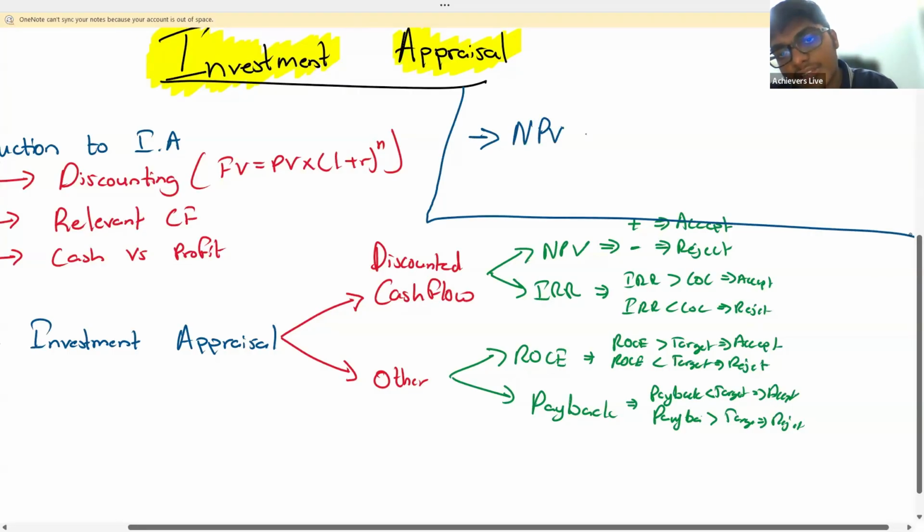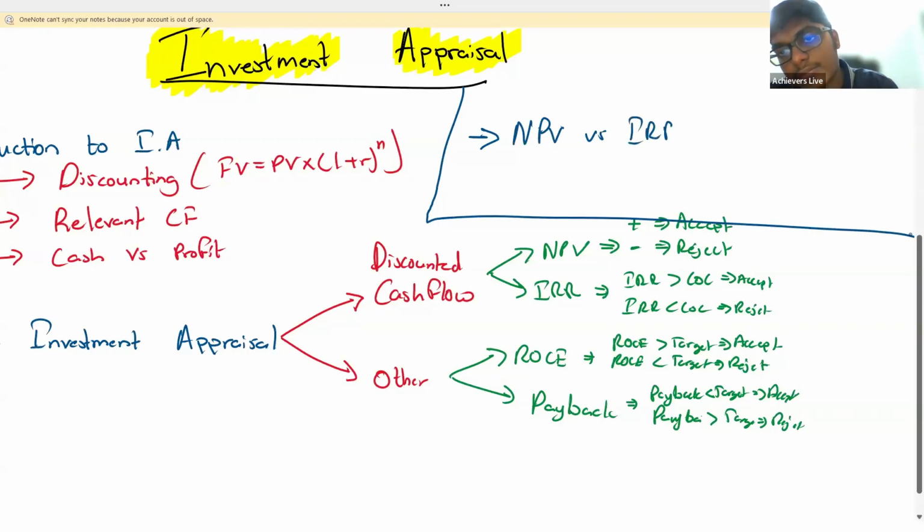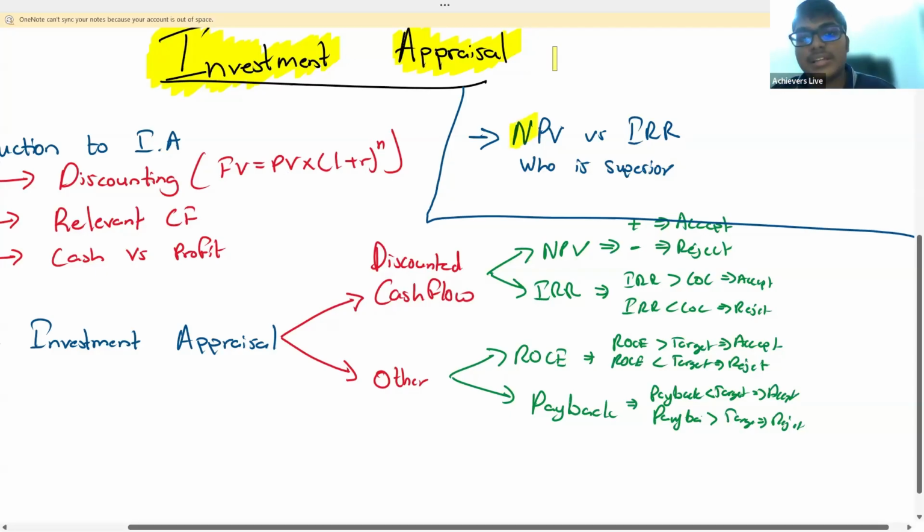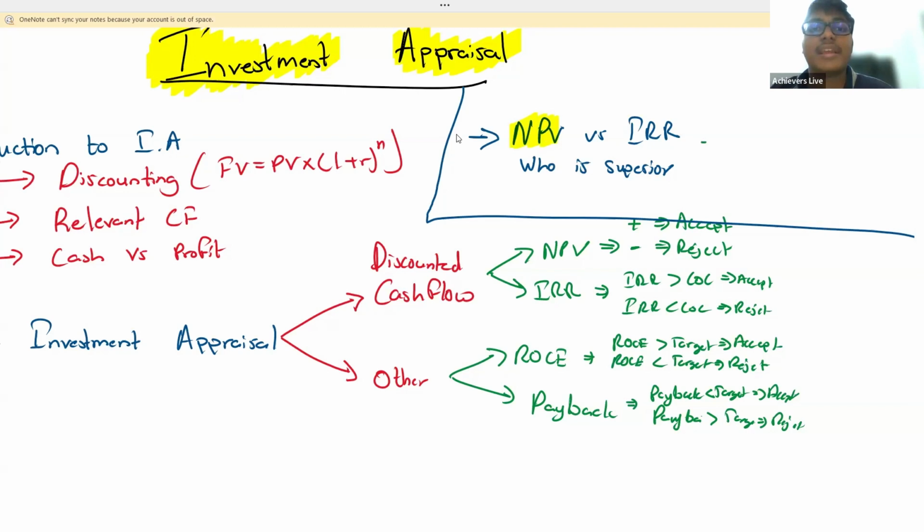NPV versus IRR. Who is superior? Which is the better method, NPV or IRR? NPV is the superior method. But you can't just say NPV, you have to know the reasons. Why is NPV greater than IRR? There are only two reasons for this. Two things which you have to remember, keep in your head. You should be able to explain these two things in the exam.